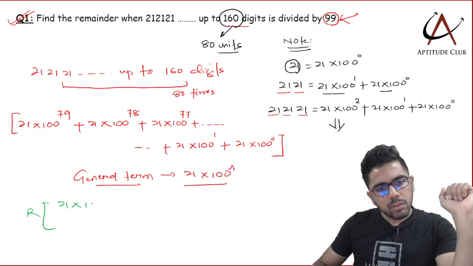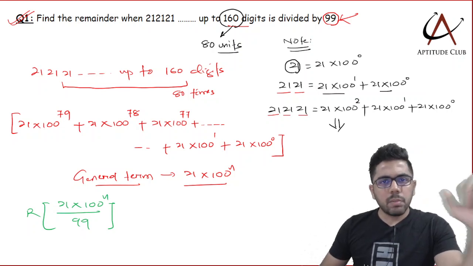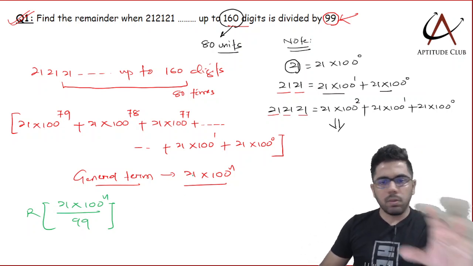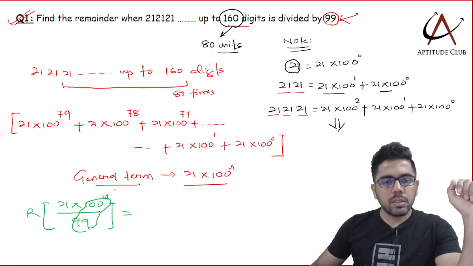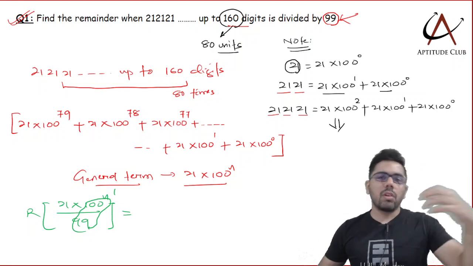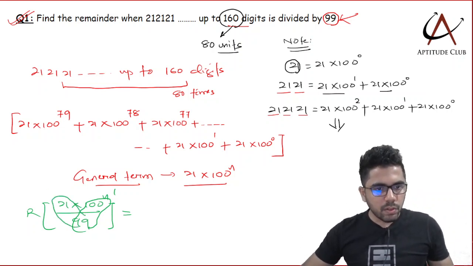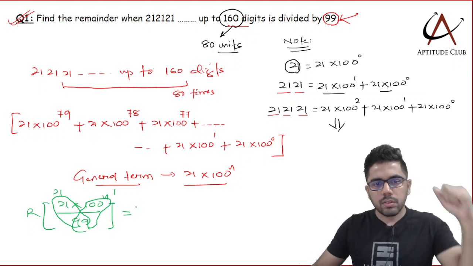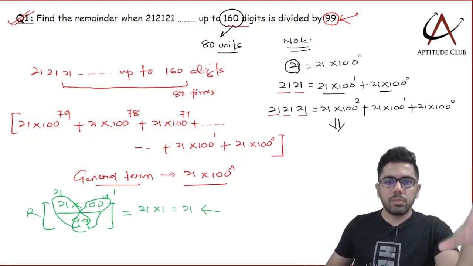Take 21 into 100 to the power n divided by 99. Any term is of the form 21 into 100 to the power n. If you divide that by 99, the remainder of 100 to the power n divided by 99 is 1, because 100 divided by 99 gives remainder 1. However many times you multiply 1, the remainder is still 1. Whereas 21 divided by 99, the remainder is 21. So I get 21 into 1, which is 21. I hope all of you are able to understand this.